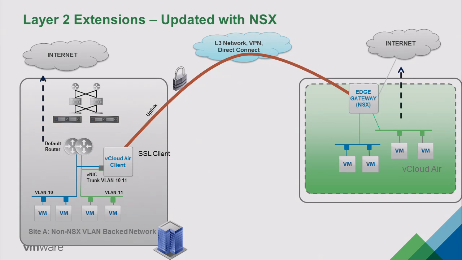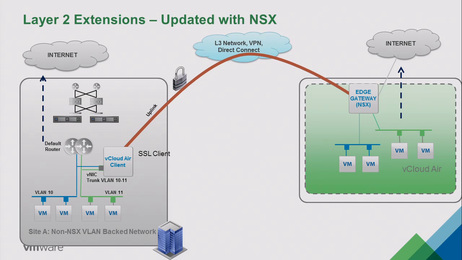vCloud connector essentially will set up, and this is conceptual, but vCloud connector will set up a vCloud Air client on the customer side and will set up an SSL tunnel from the client side terminating on the vShield edge on the gateway of the vCloud Air. That gateway will be an NSX enabled gateway. So this new solution solves a few things.